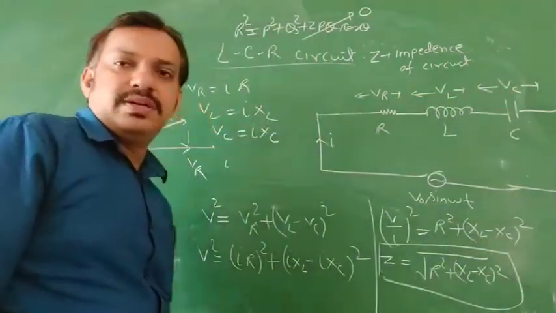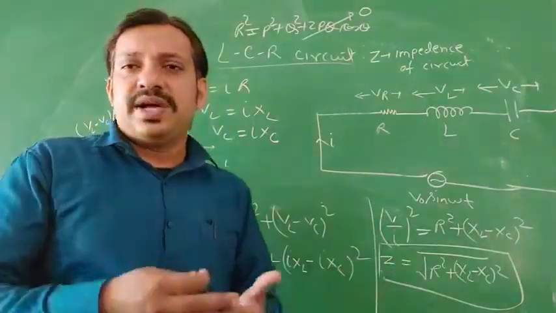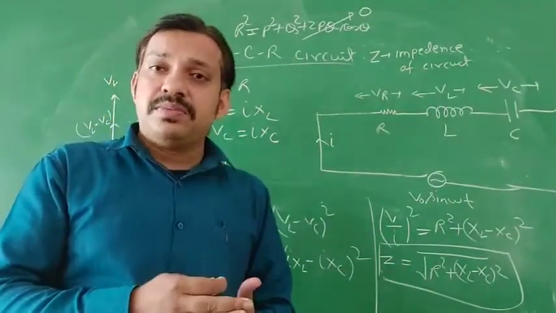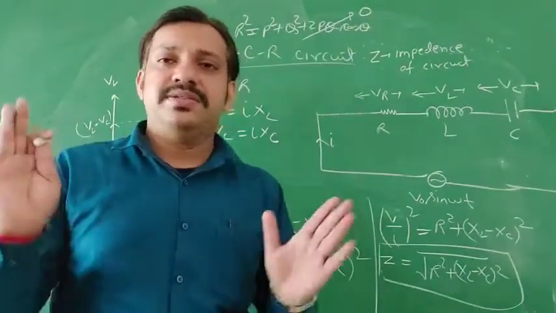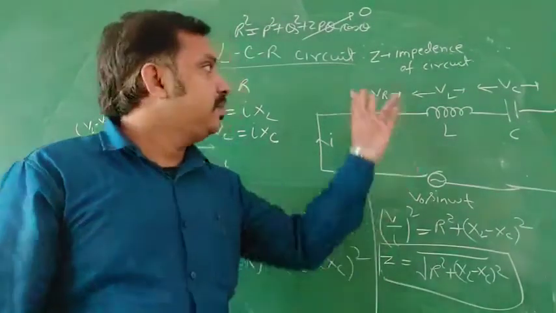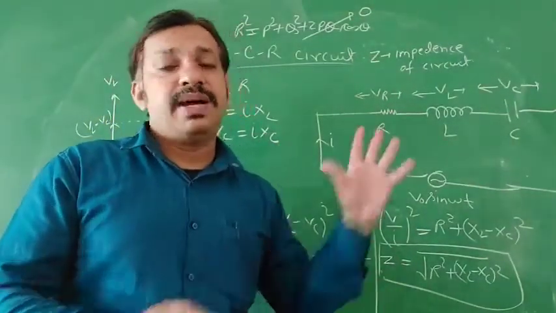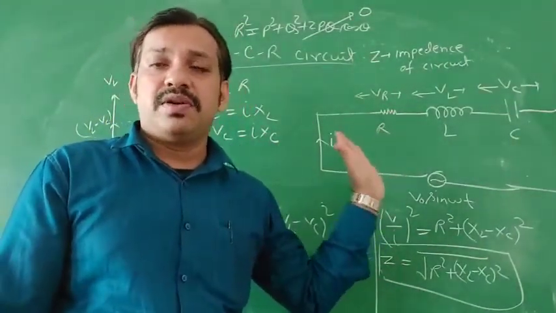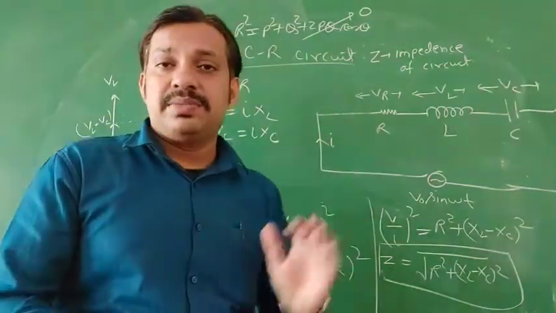So impedance has the characteristic of the resistance, right? That is why the unit of the impedance is also ohm, and the dimension of the impedance is also similar to the resistance. Clear? So that is called the impedance, the total resistance offered by the circuit, denoted by Z.